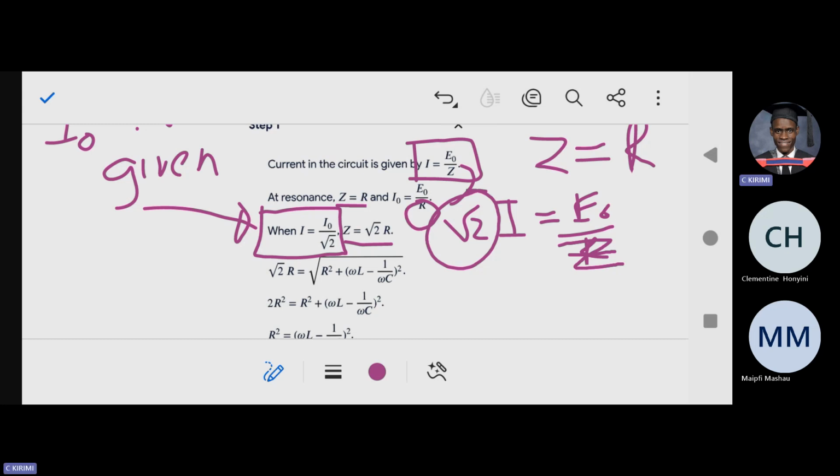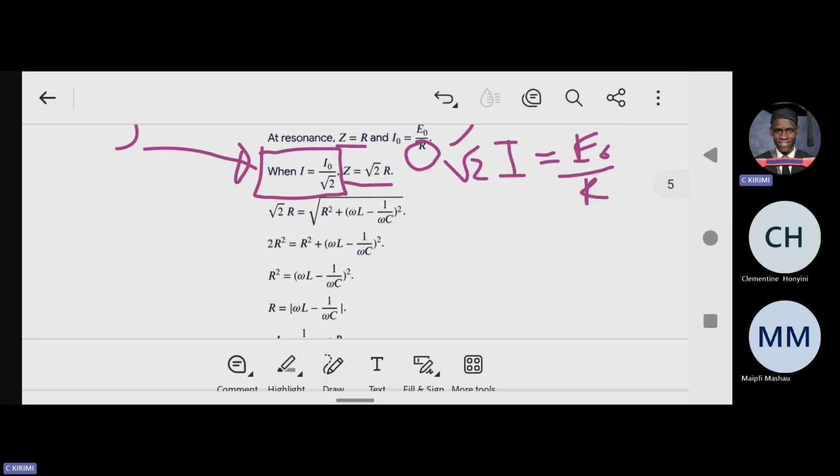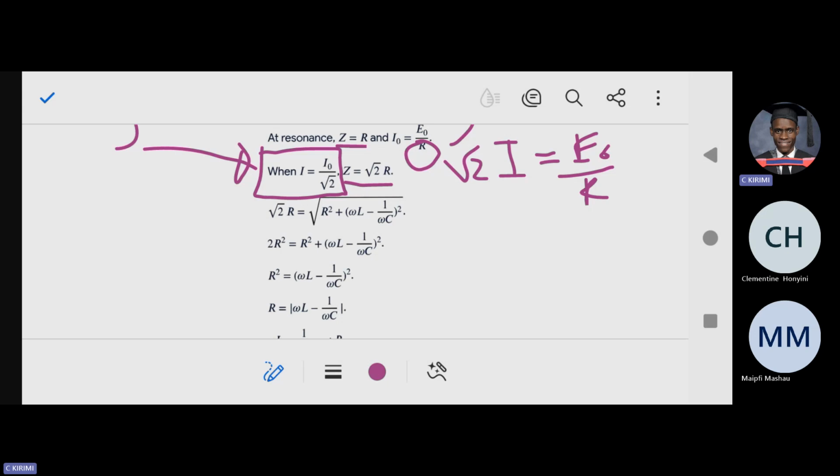I don't know if it's clear. If you have understood it, you say it. If you want me to re-explain, we explain again. Because once you fail to understand here, all here now we are just replacing values, putting it back in the formula, we substitute. Down there is now easy. Then we find W1, W2. The only challenging part is just here, to understand the change of variables, how the Z changed now to root 2 R.